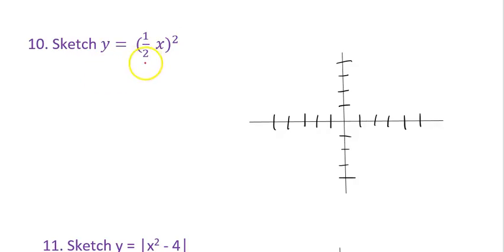Number 10 is another example of this. Our parent function is the x squared graph because we have this squared here. And then we have the 1/2 inside that is doing a horizontal stretch, because numbers that are between 0 and 1 are going to stretch horizontally. And that should be the only change. So we're going to divide our x's by 1/2, which when you divide by 1/2 you flip and multiply, so you can think of it as multiplying by 2 if you want to.